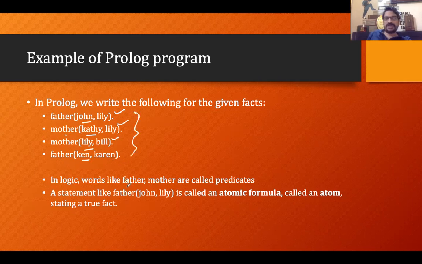In the logic world, father and mother are called predicates. So what do you mean by predicate? Predicate is this. This is my predicate. It is a property. What is the property between John and Lily? The property is John is a father of Lily. So what is father? Father is a predicate. The statement like father, John, Lily is called an atomic formula. This is one formula called an atom. So we have four atoms here, or you can say four truths or four facts.